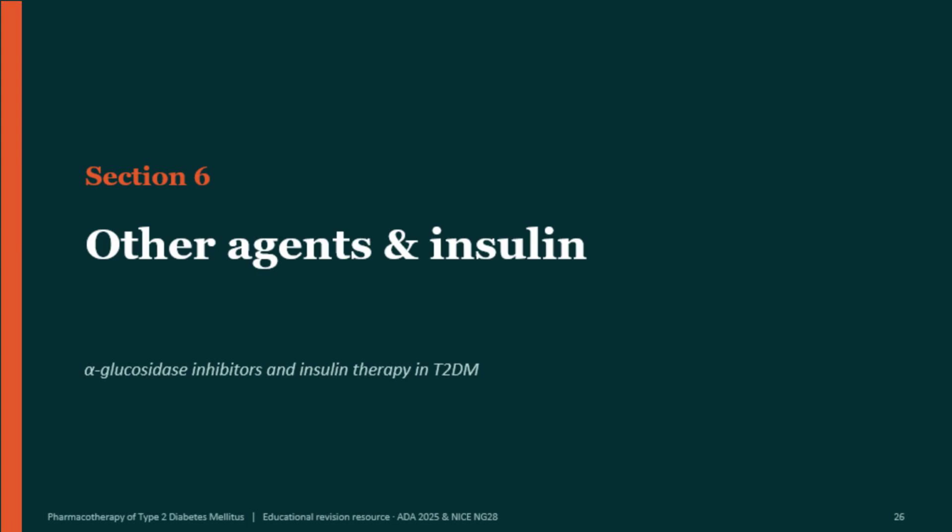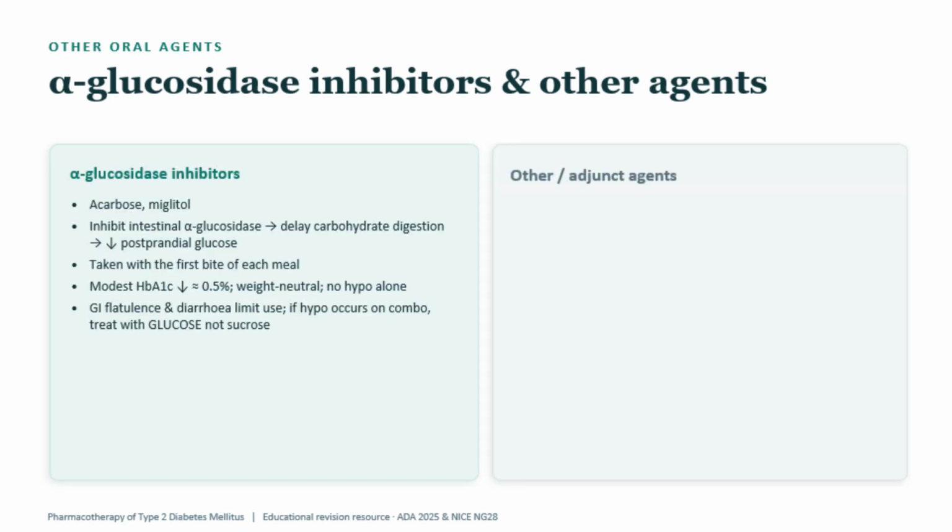Chapter 6 is our catch-all: the extras, and insulin itself. These are the players you reach for in specific situations. So let's round out the toolbox. Quick tour of the extras.